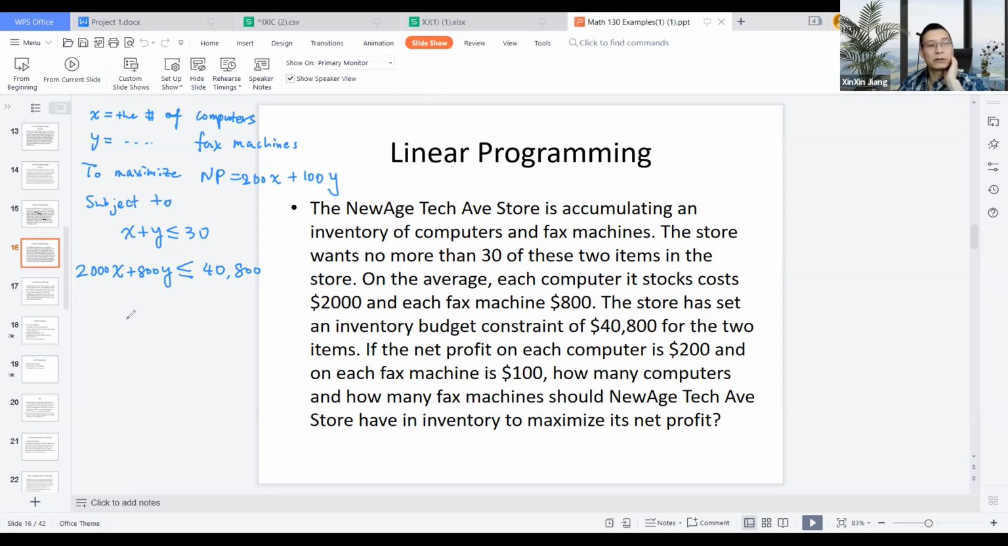And then there are 2 implied constraints, which is that neither is negative, so it has to be greater than or equal to 0. X and Y have to be greater than or equal to 0. Do not forget that. Okay, don't forget that. It's very easy, just put it there. Otherwise, I'll cut off points.